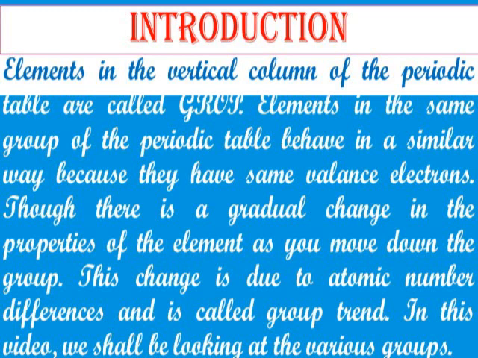Elements in the vertical column of the periodic table are called a group. Elements in the same group behave in a similar way because they have the same valence electrons. Though there is a gradual change in the properties of the elements as you move down the group. This change is due to atomic number differences and is called group trend. In this video, we shall begin looking at the various groups.